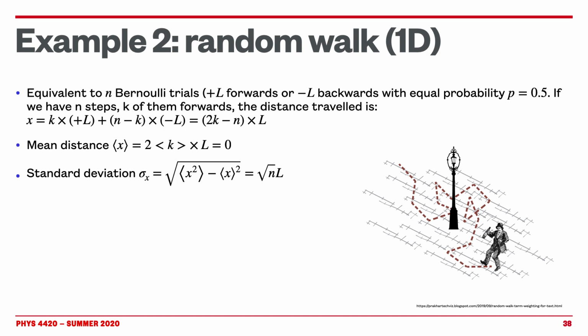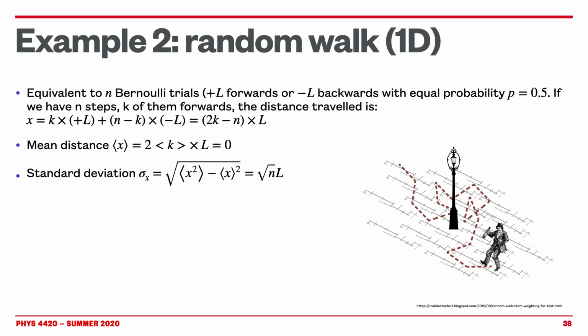So of course, again, the mean distance is going to be the same as we had before, which is the mean of x, which is going to be given by the mean of 2k. The minus n does not contribute because it's just a shift, times l, which is just a scaling factor. So we see that the mean distance in that case, on average, is going to be twice the expectation value of k, but the expectation value of k is zero. Remember that's what we discussed before, where you go either forward or backward. So the mean distance in that case will be zero, just like we said before.